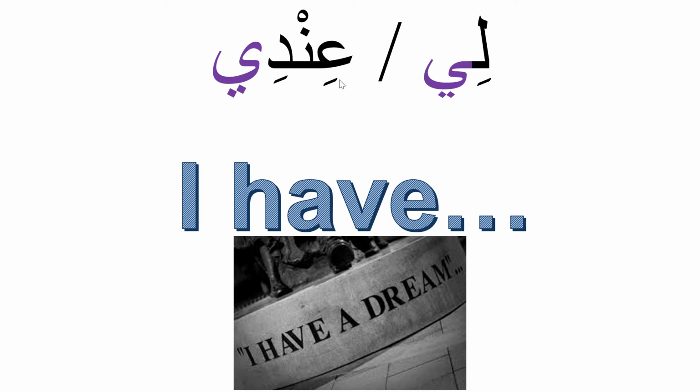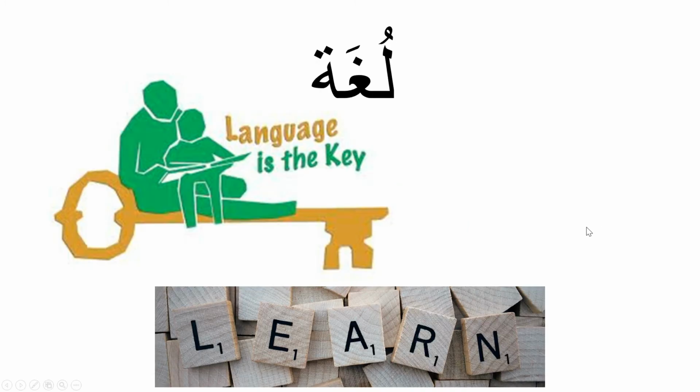And then with li, you could change that to lena. This is we have. Lena walida, we have a mom. Lena walid, we have a dad, and so forth. So remember, with these prepositions of belonging, you can add a possessive pronoun suffix to the end of them to indicate belonging, ownership, relationships. So to have, but in a preposition form. That's how we do it in Arabic.